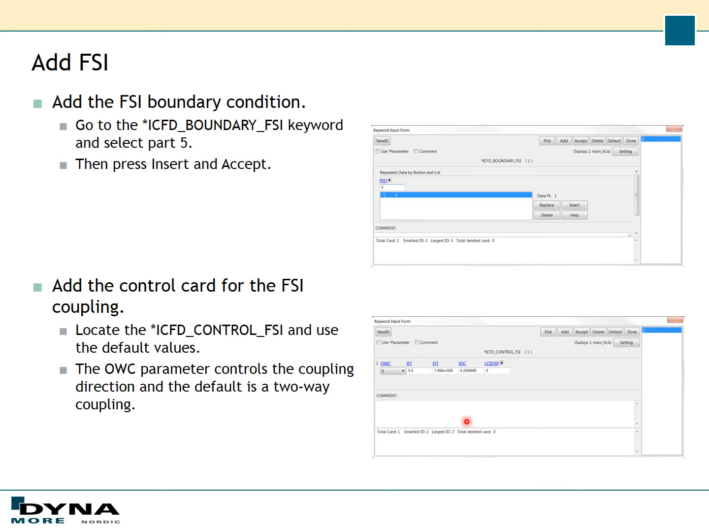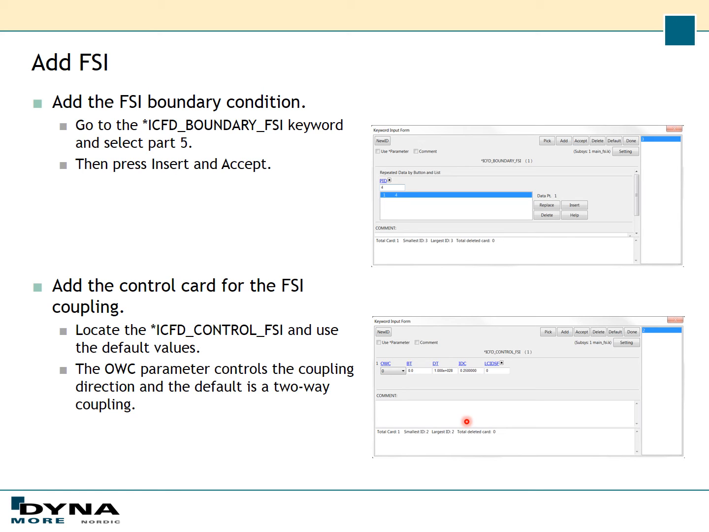To add FSI to the model, we first need to define where the FSI connection will take place, and that is done with the keyword ICFD boundary FSI. So locate that keyword and select part 5, which is the plate in the fluid model, and then press insert and accept.